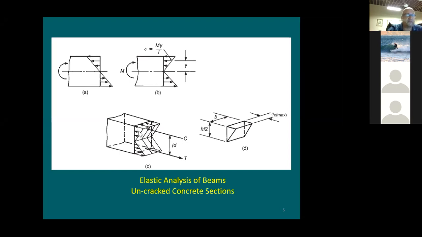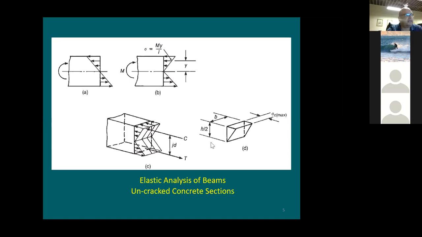So what is the volume of this block? The volume is equal to sigma C, which means sigma at point C at the top, the maximum stress, times B, times H over 2, divided by 2. Why divide by 2? Because you're trying to find the area of this triangle. The area of this triangle, if you'd like to do it separately, is sigma C, the maximum stress, times H over 2, divided by 2. That's the area of this piece. Multiply by B, you get the volume. And with that, you can figure out the amount of compression force C.